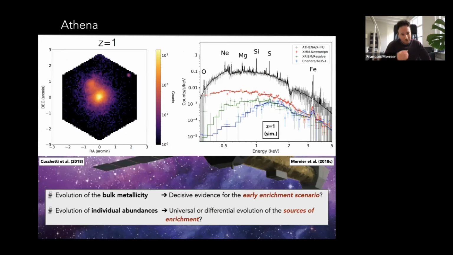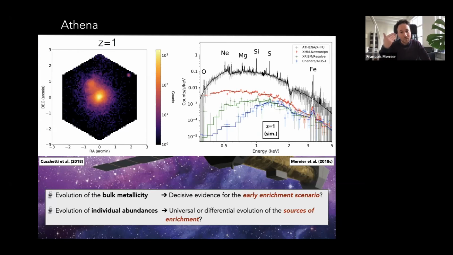And of course, as I told you, Athena will be the perfect mission to look at high redshift systems. This is basically how XIFU will be able to map a redshift 1 cluster. If you look at this plot, I hope it will convince you that Athena will be a game changer here. Because with Chandra or with XMM-Newton, at redshift 1, the best we can do is barely resolve the iron K line. But with Athena, you will be able not only to superbly resolve the iron K line, but also to have access to many other elements.